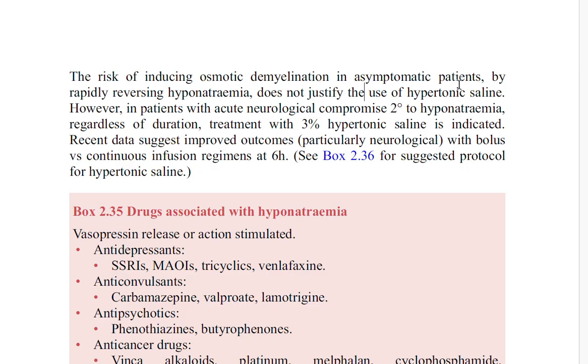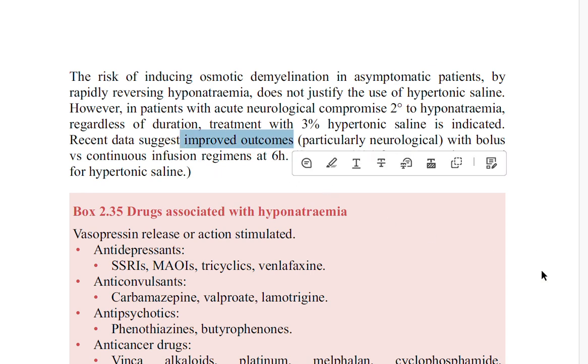So if a patient is asymptomatic, then you do not need to rapidly reverse the hyponatremia, because there is a risk of osmotic demyelination with hypertonic saline. However, in patients with acute neurological compromise secondary to hyponatremia, regardless of the duration, treat with hypertonic saline. Initially we were saying acute and chronic, but here it is saying that if the patient has acute neurological signs or symptoms, then treat with hypertonic saline regardless of the duration. Recent data suggest improved outcome, particularly neurological, with bolus versus continuous infusion regime. So with bolus there is improved outcome as compared to infusion.